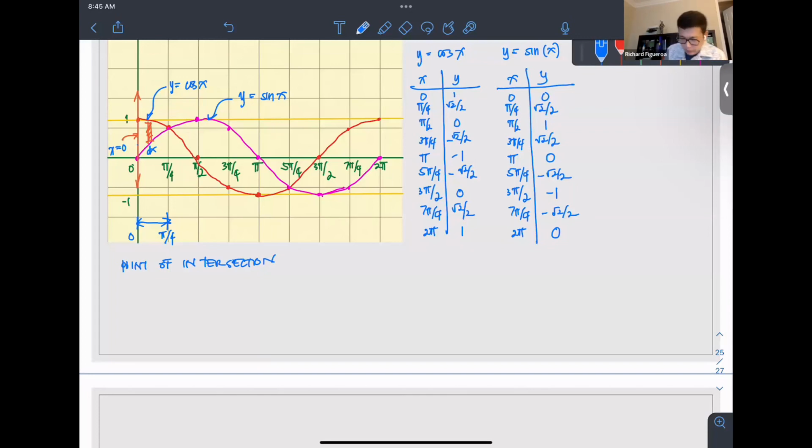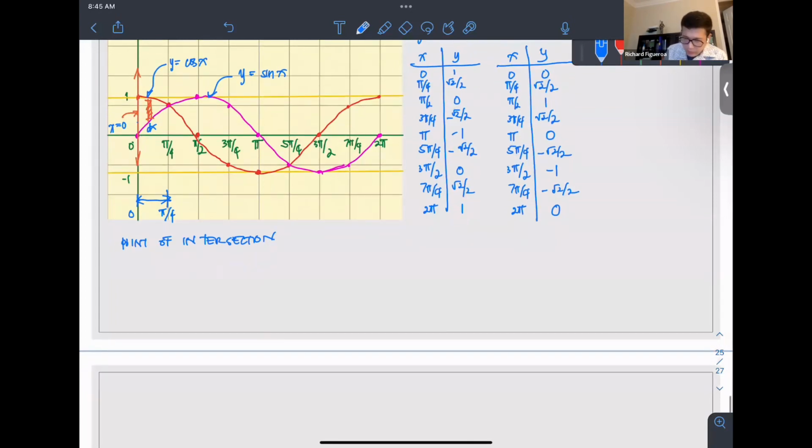The point of intersection then will be at pi over 4. We can see it on the graph, but if we want, we can actually compute it. What would be the point of intersection between y equals cosine x and y equals sine x? That can be done by equating the two. So that makes it sine x equals cosine x, and I'm going to divide both sides of the equation by cosine x. So that makes it sine over cosine, which is tangent x.